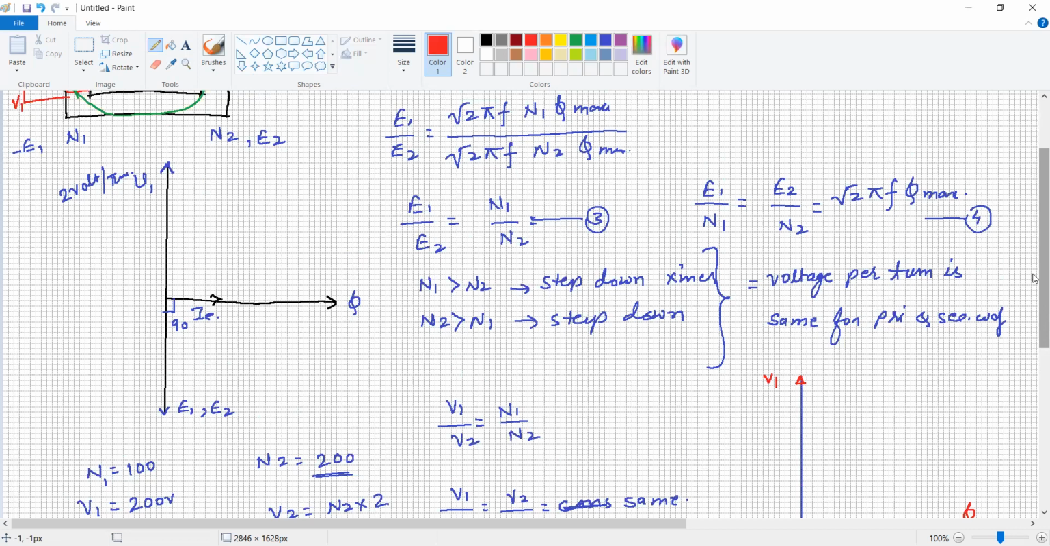So today we will stop here, and from the next time we will discuss the transformer on load condition and its phasor diagram.